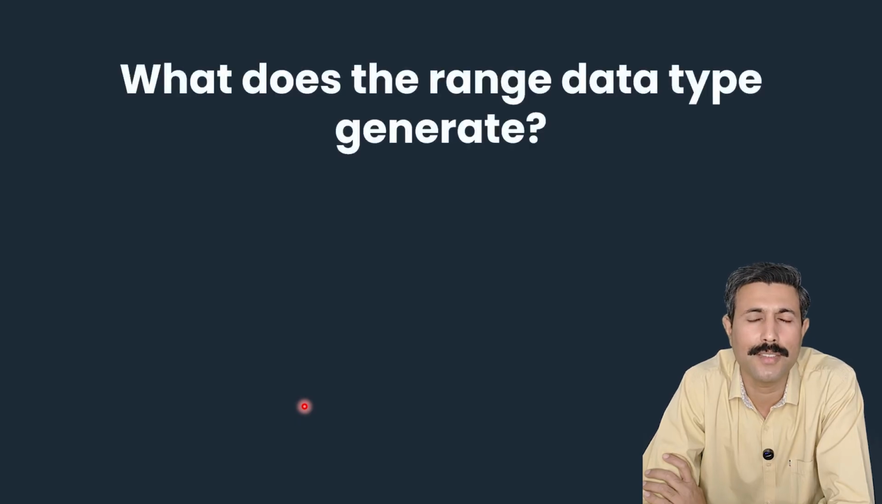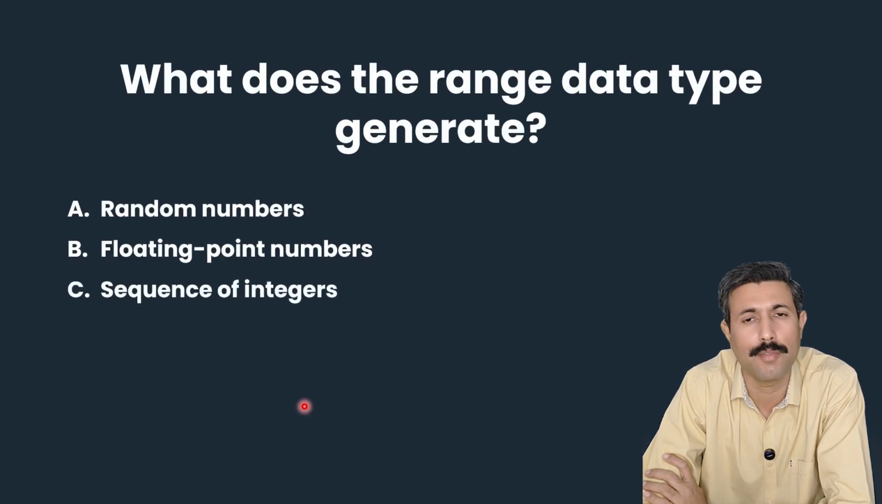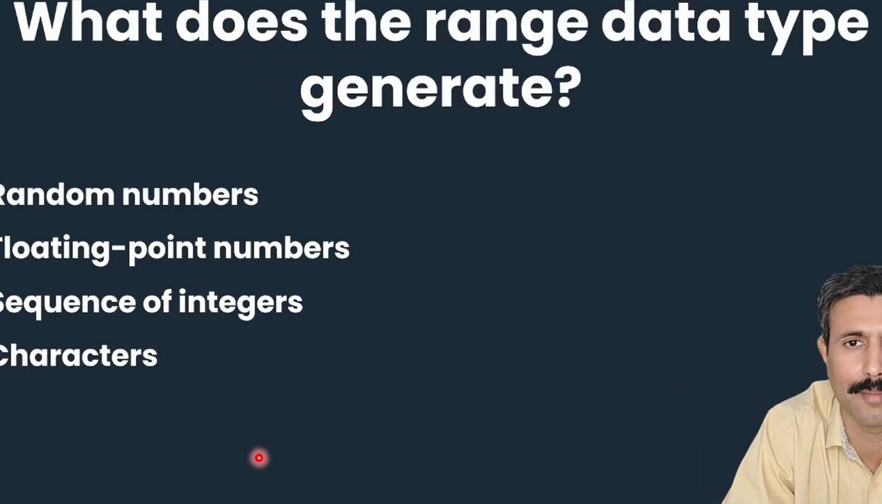So let me ask you a short question. What does the range data type generate? Your options are A, random numbers, B, floating point numbers, C, sequence of integers, and D, characters. Think over it and then write the answer in the comments. You can take your time, pause the video, write the answer, and then we'll move to the next segment.